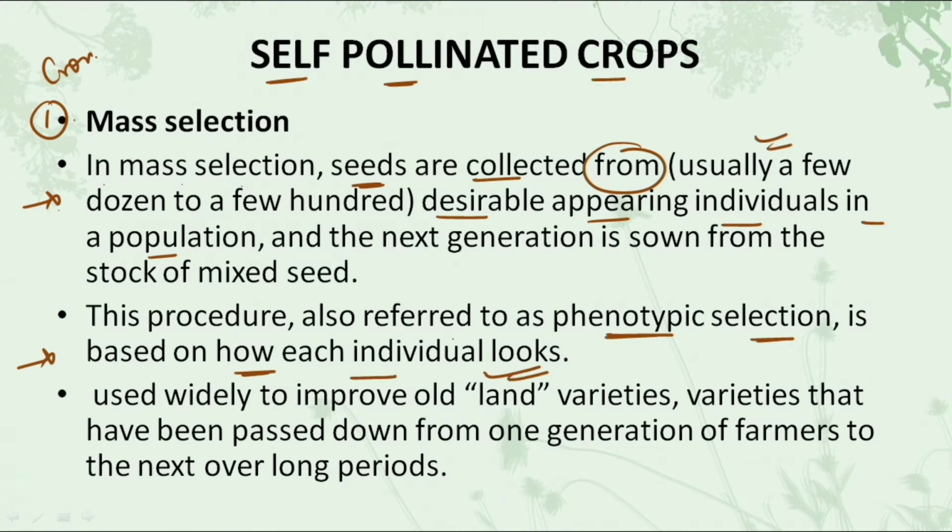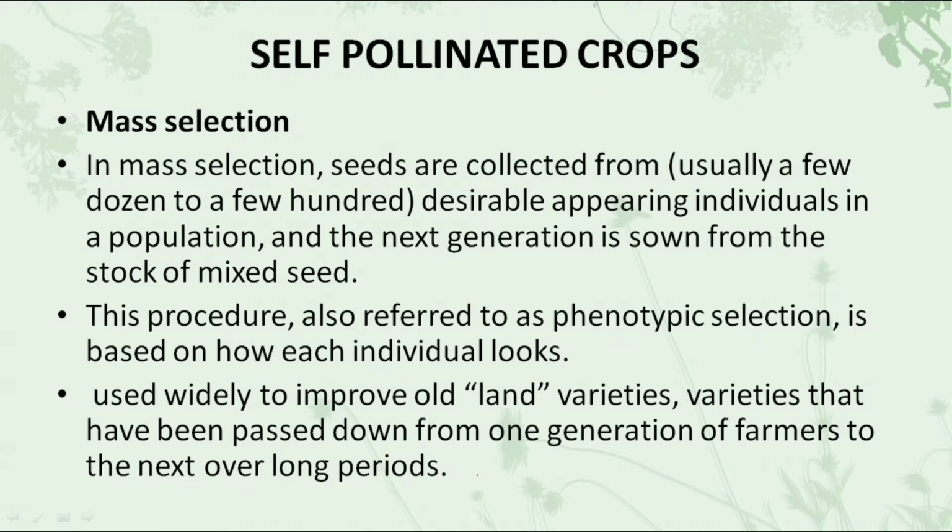So in this, what we are doing is selecting the seeds depending upon the phenotypic characteristic of the plant. This process is usually used to improve the old landrace varieties, the varieties that have been passed down from one generation of farmers to the next over a long period. So this is what mass selection is.